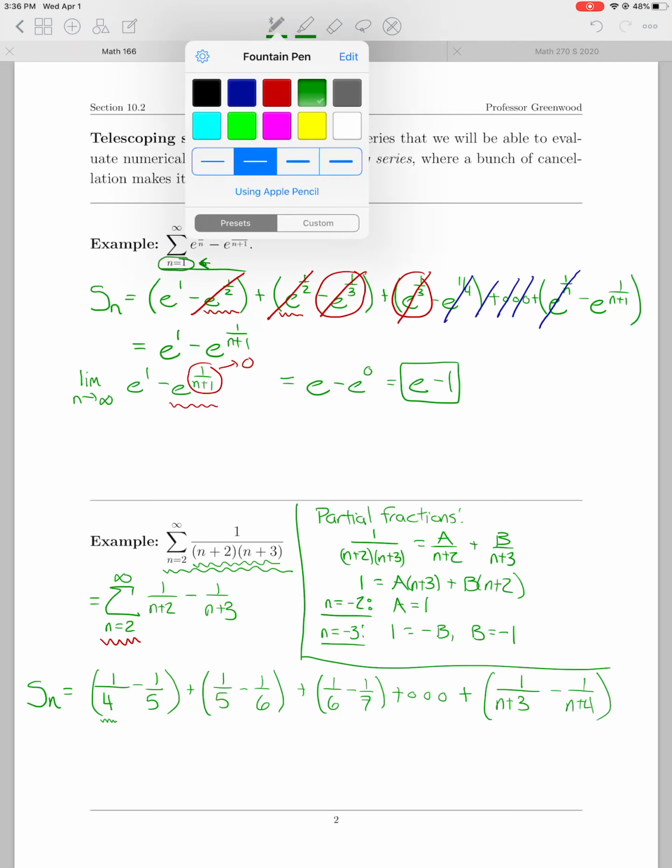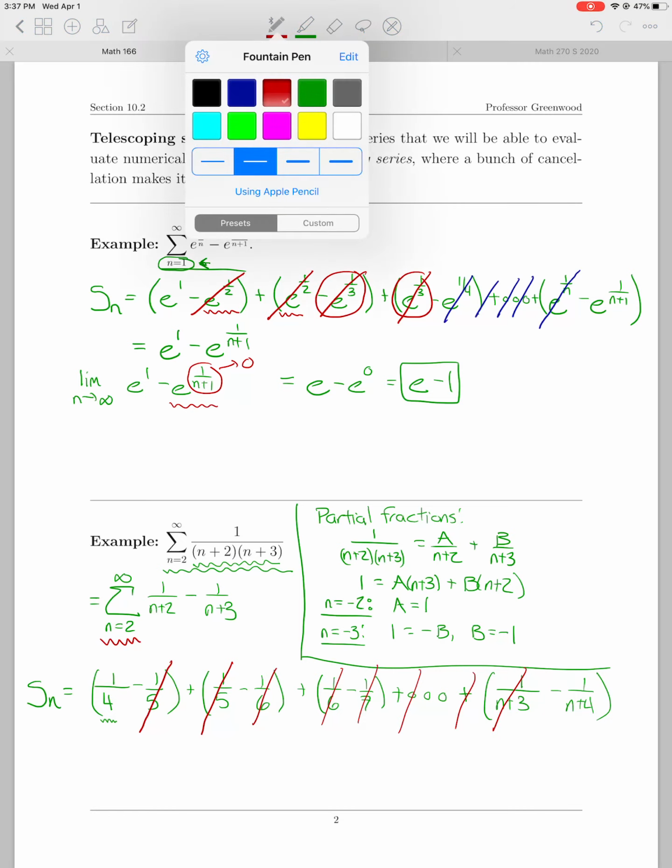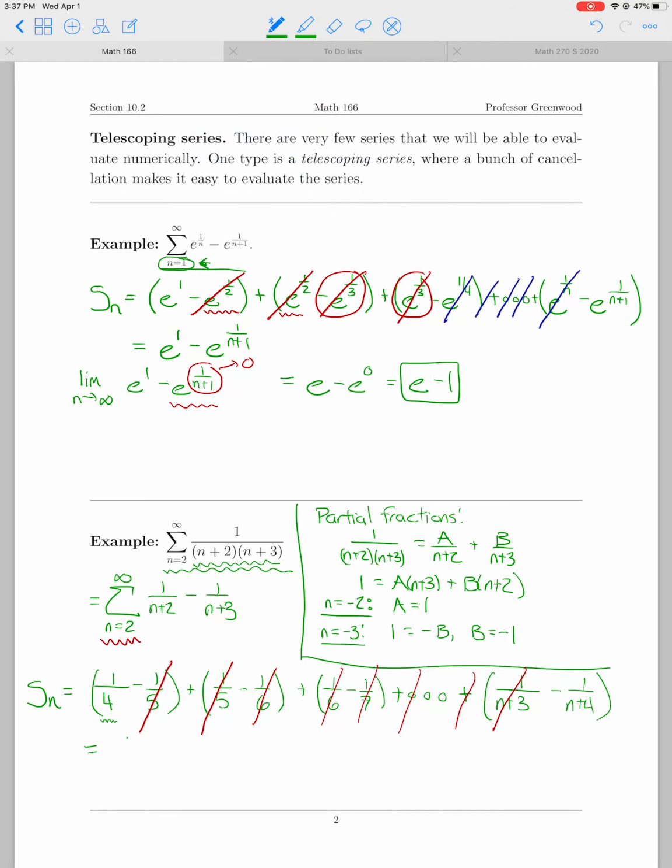And then exactly like the previous problem, the second term in each set of parentheses cancels with the first term in the next one for all of these. And so I end up canceling everything except for the very first and the very last term. And so this ends up being 1/4 minus 1 over n plus 4. And if I take the limit as n goes to infinity of this expression, then I get the final answer for this series, which is just 1/4.